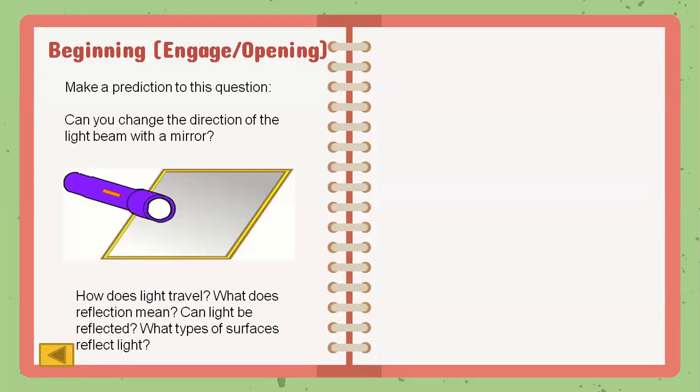The assessment items at the beginning part of the lesson require the students to make a prediction. This is followed by a quick discussion on score 2 level content. How does light travel? What does reflection mean? Can light be reflected? What types of surfaces reflect light? This is an example of the assessment task.